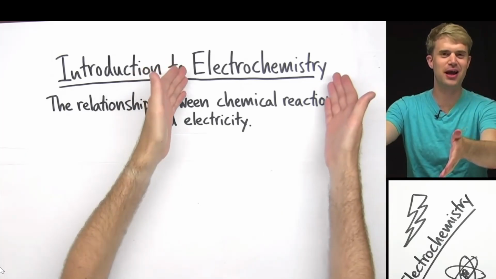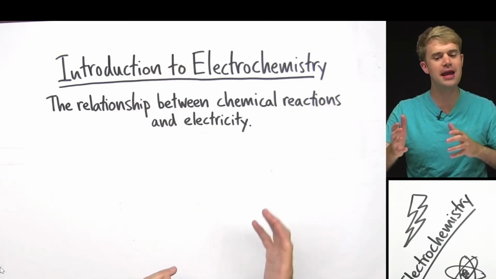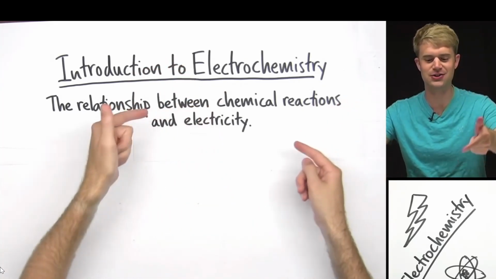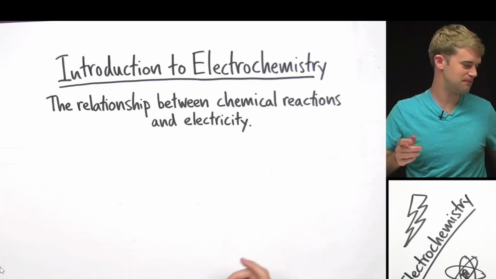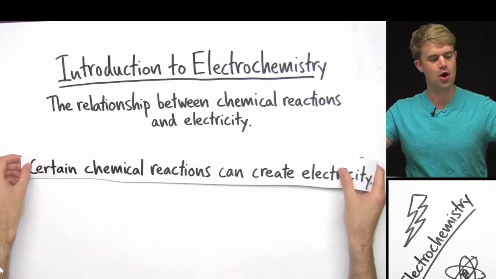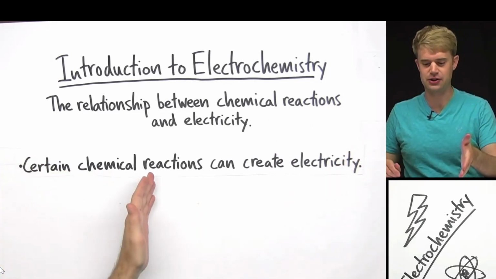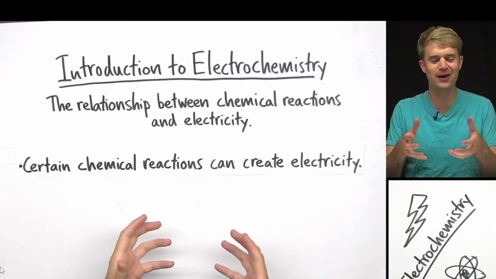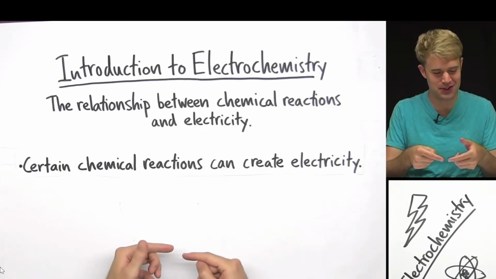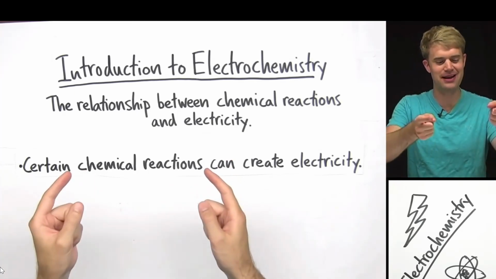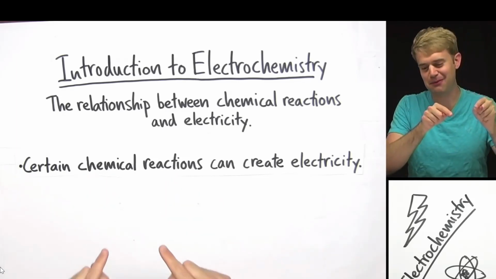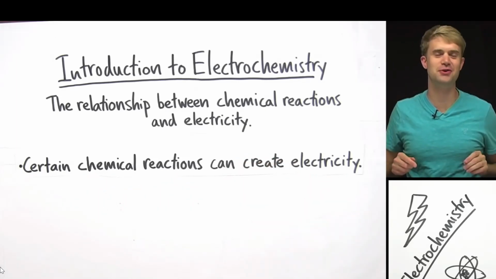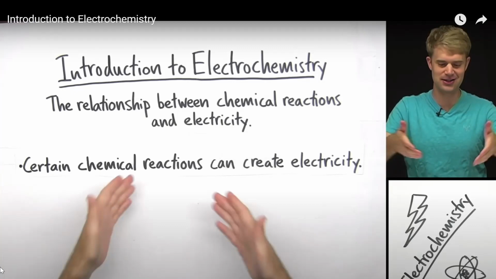When we're studying electrochemistry, there are basically two main ways that chemical reactions and electricity interact. Here's the first one. Certain chemical reactions can create electricity. Like that's what's going on in a battery. There are chemicals inside the battery, they react together, and that chemical reaction creates electricity. Do you guys know how a battery works?